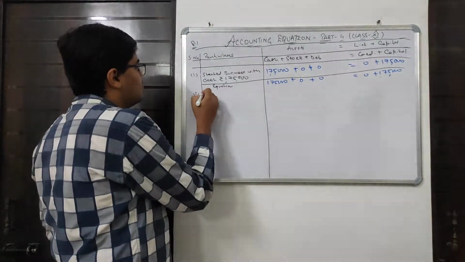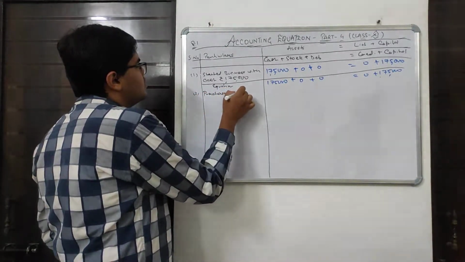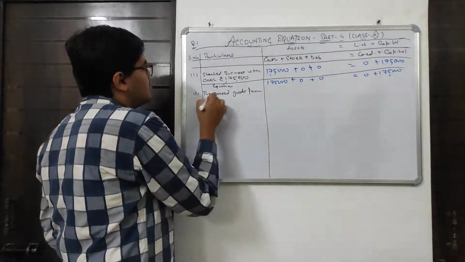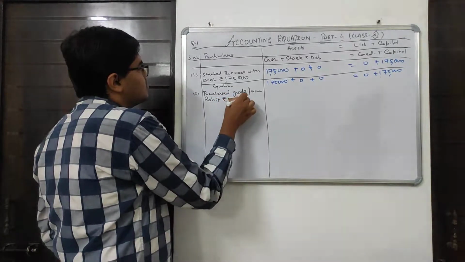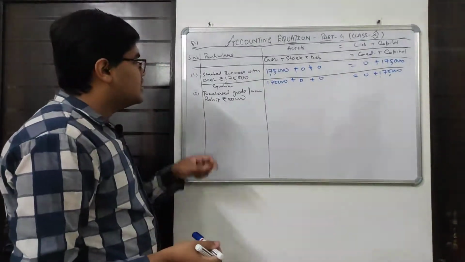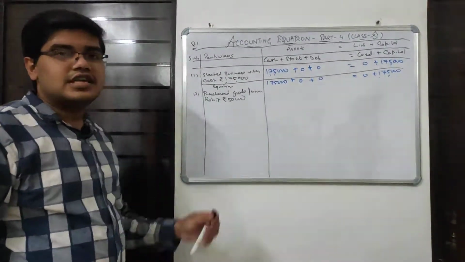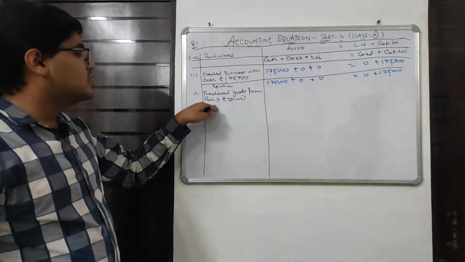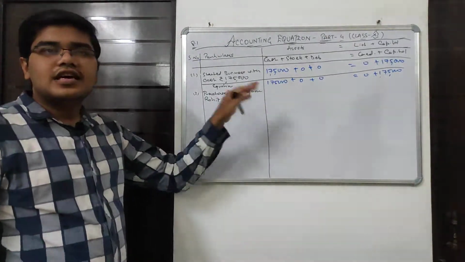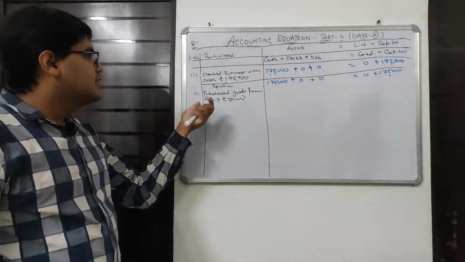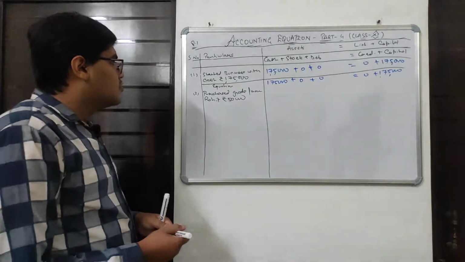Now our second transaction is purchase goods from Rohit rupees 50,000. In this question it is not given whether we are purchasing the goods on cash or on credit. We are purchasing the goods from Rohit. But who is Rohit? Rohit is a creditor, as already defined, a creditor is the person from whom we are purchasing the goods on credit. So Rohit is a creditor.